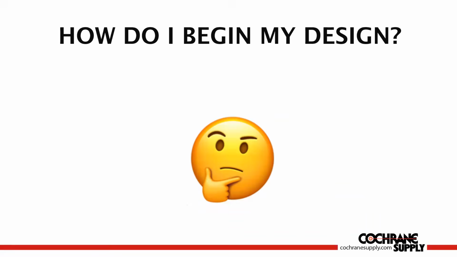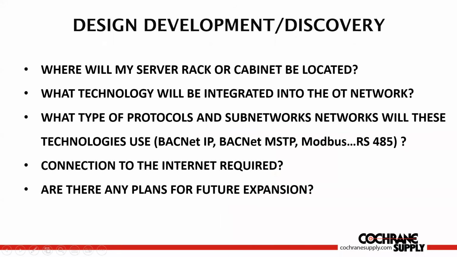So I want to run through a really, really brief example of the concept of how you would begin a design, right? How would you lay out a project? So one thing I would do is start off with a design development or discovery phase, right? So we're going to want to know from the architect, or whoever's involved, who's going to make that decision, where will my server rack be located? Next, you're going to want to know what technology is going to be integrated into the OT network. Is it just HVAC and lighting controls, or are there other technologies that are going to be integrated, right?